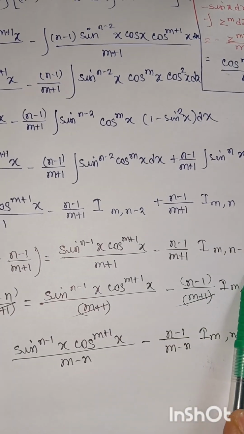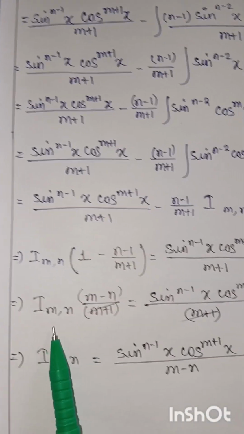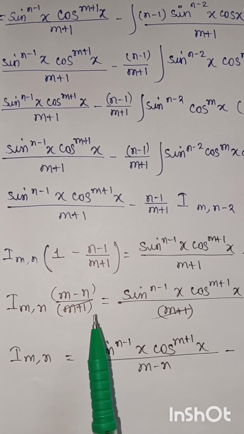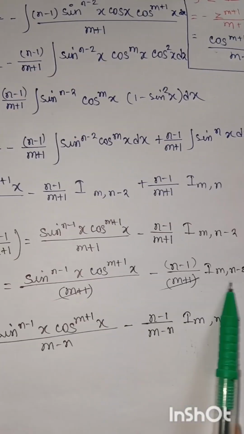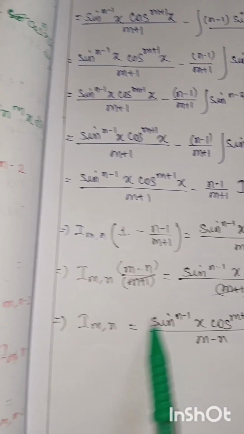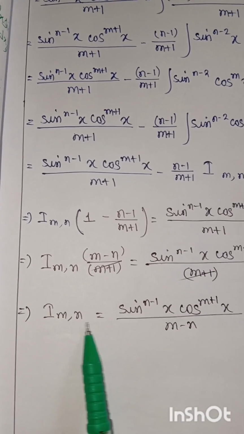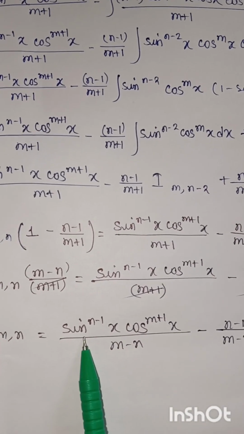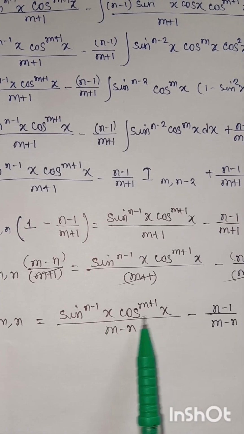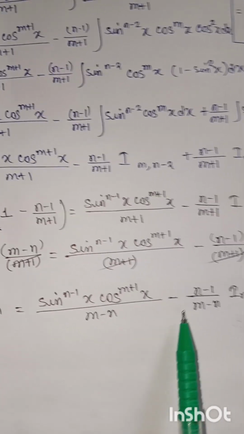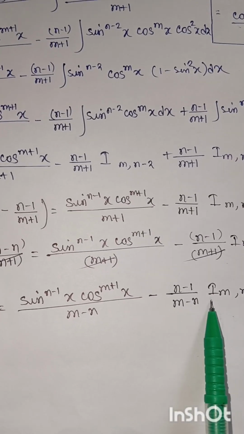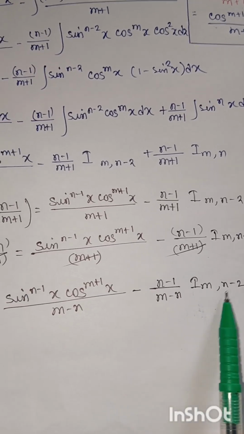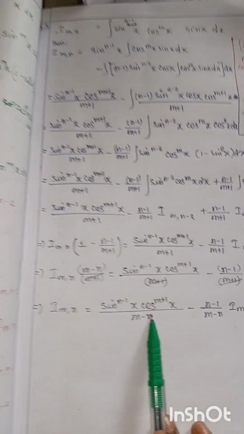Next, just the line same as before, then again I just cut out m plus 1 from the two sides. Next, we just solved the equation, that is I m comma n, that is the value the question wants, equal to sin n minus 1 x cos to the power m plus 1 x by m minus n minus 1 by m minus n I m comma n minus 2. That's the answer of this question.